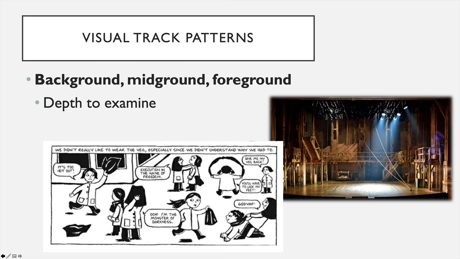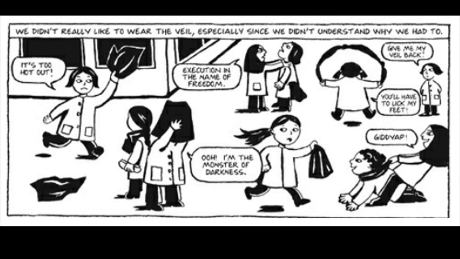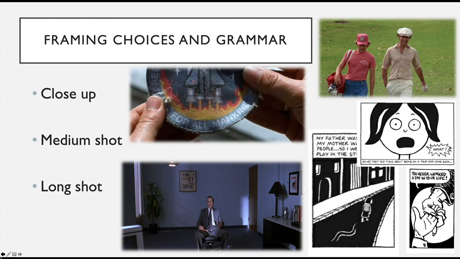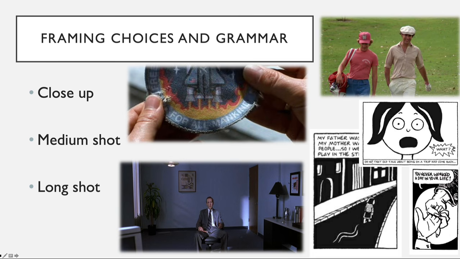And so we can look at the background, which is all the way in the back of our panels, the midground, which is kind of medium, and then the foreground. And usually the things that are the most important are going to be placed in the foreground of a panel, but we don't get to discount the stuff that's farther back, because just like live theater, we can look anywhere. We should take advantage of that as we read graphic novels. So examine that depth.